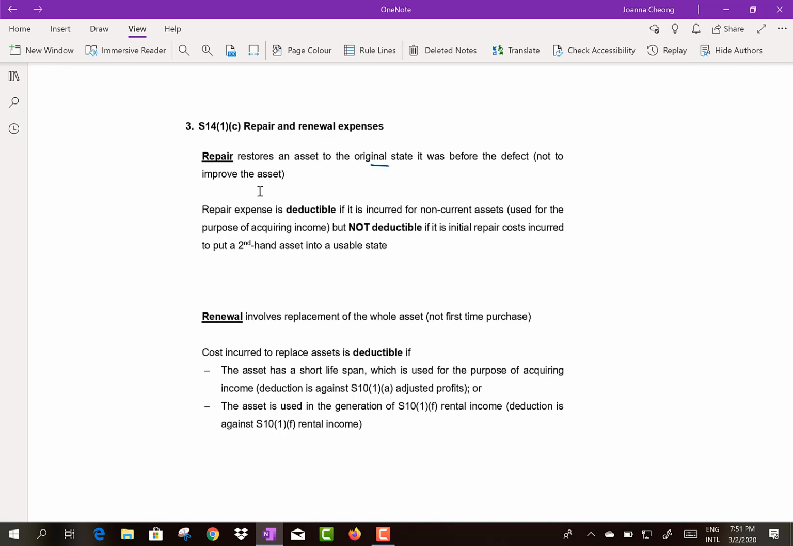However, if you spend repair costs, alright, on second-hand asset before you start to use it. Let's say you bought this.